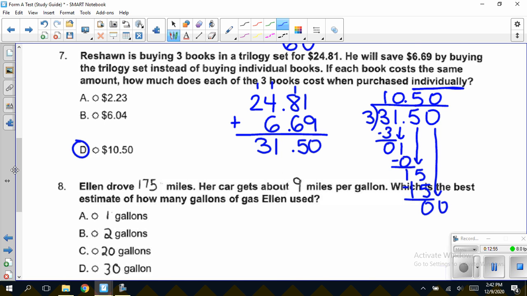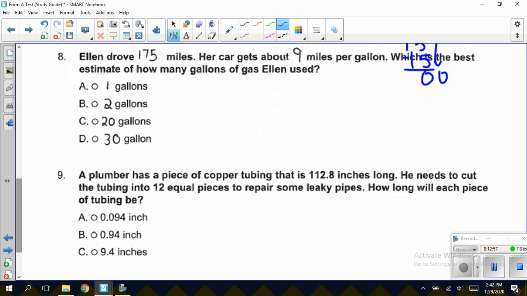Moving on to question number 8. It says Ellen drove 175 miles. Her car gets about 9 miles per gallon, which is the best estimate of how many gallons of gas Ellen used. So for this question, I do have to take the 175 and divide it by 9. And remember, we're going to go with the answer that is closest to what we actually get for our final answer.